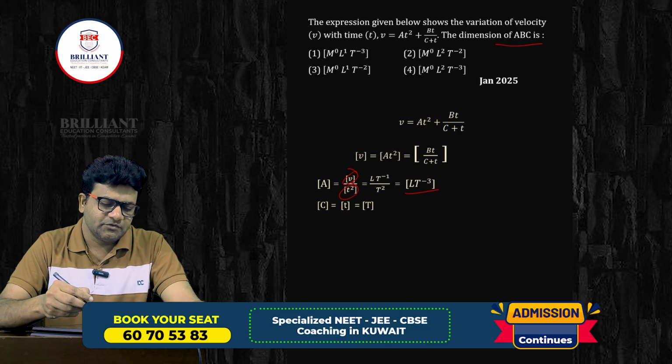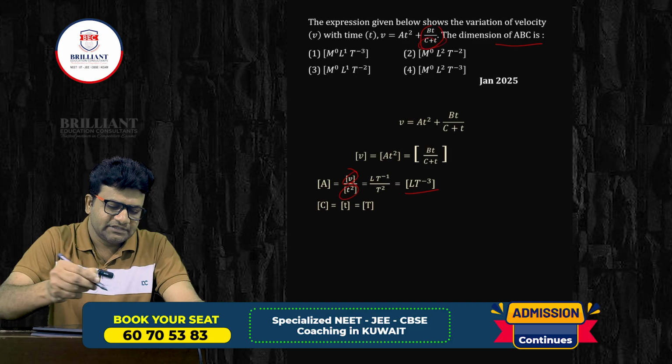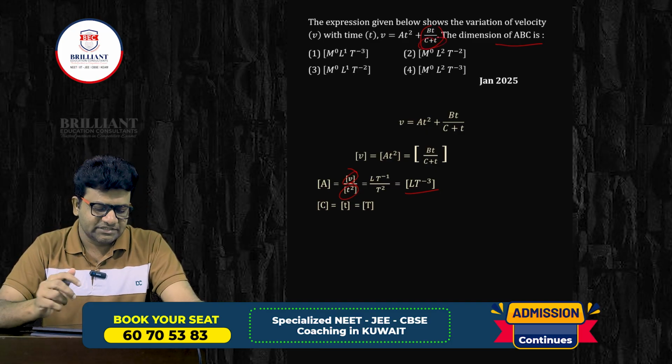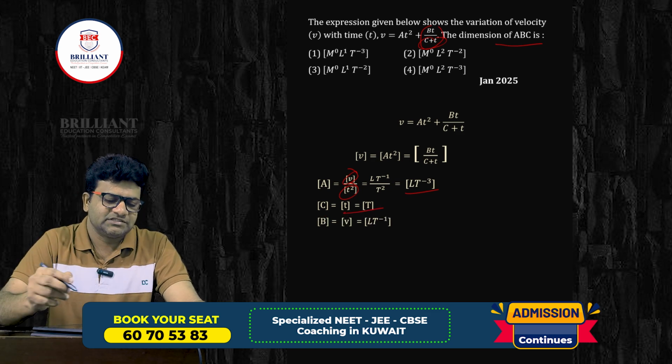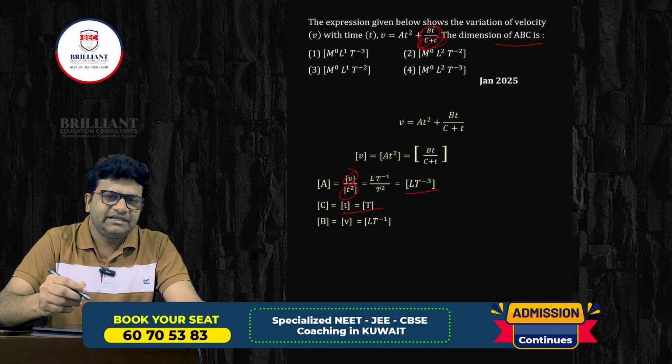Then the dimension of c. You can see here bt by c plus t. c is adding with t. That means both should have the same dimension, then only we can add. So c has the dimension of t. Then we have to find the dimension of b. You can see bt by c plus t. We know c plus t has the dimension of t, and here t has the dimension of t.